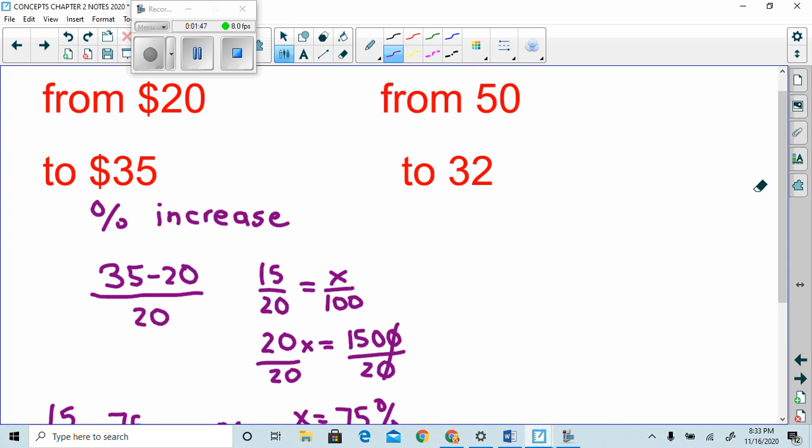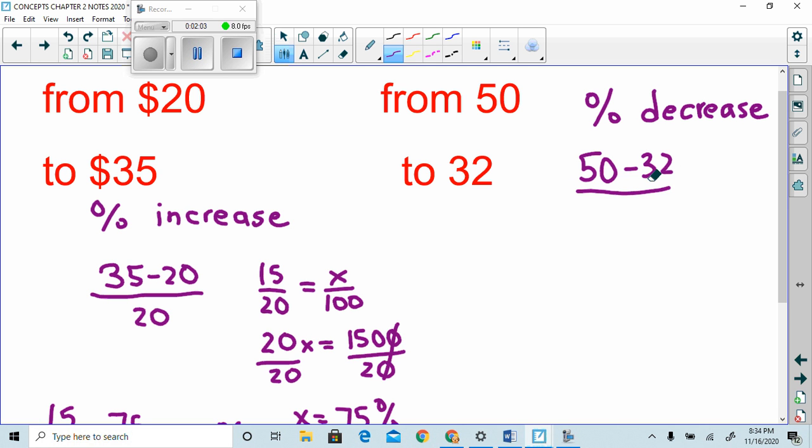Second problem, I'm going from 50 to 32. My numbers are decreasing. This is a percent decrease. I find the change, 50 minus 32 over the starting or original amount. I have 18 over 50.